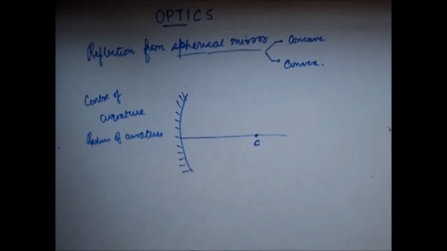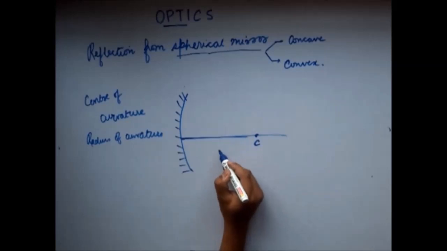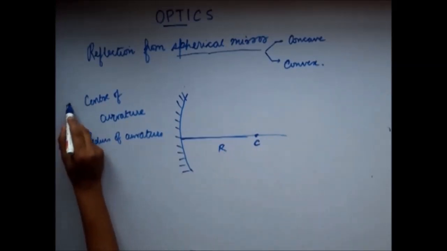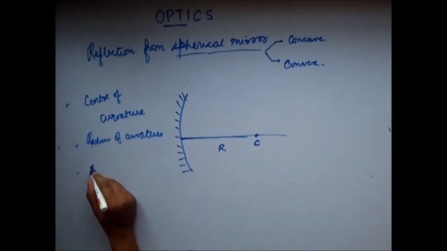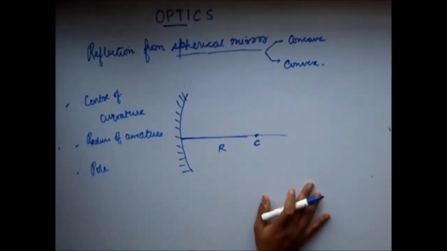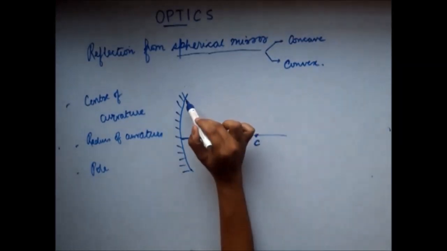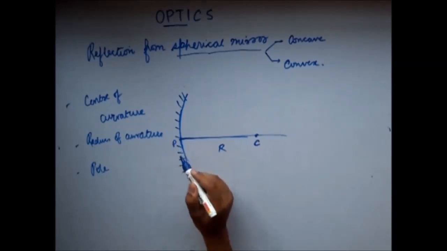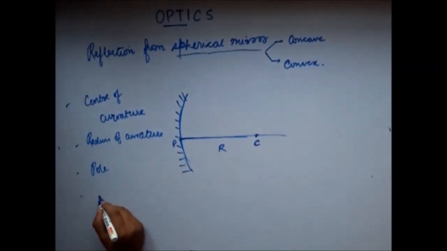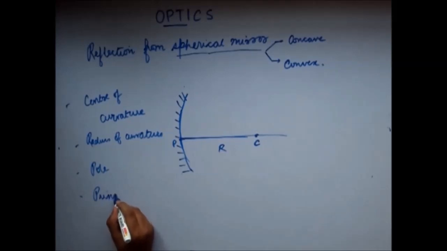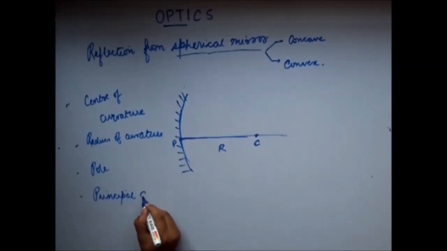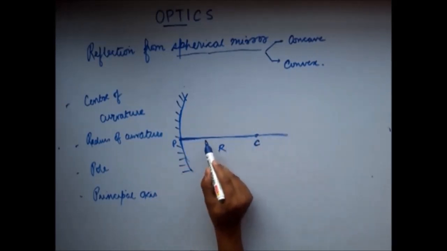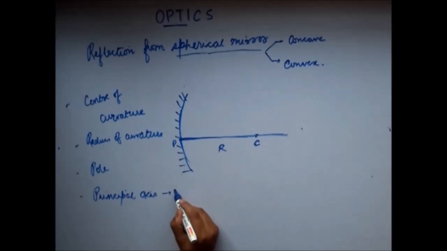Now, associated with center of curvature we have radius of curvature. What is radius of curvature? Radius of curvature is basically this radius. Then we have something called pole. Pole is basically nothing but, this is the spherical surface, its center is known as the pole. This is the pole. Then we have the principal axis. Principal axis is nothing but this axis PC. PC is the principal axis in this case.